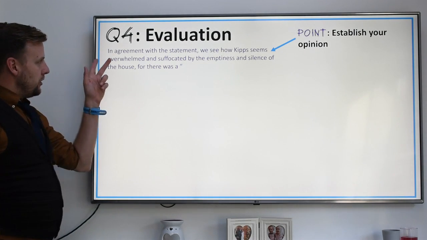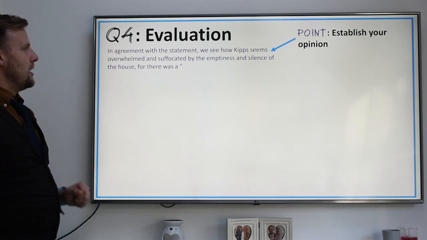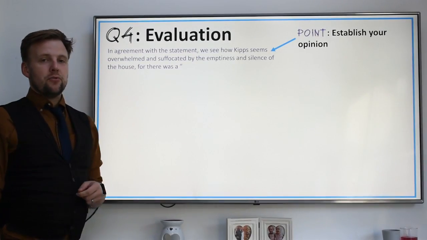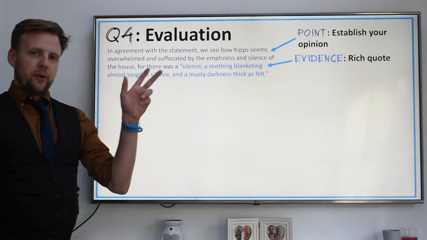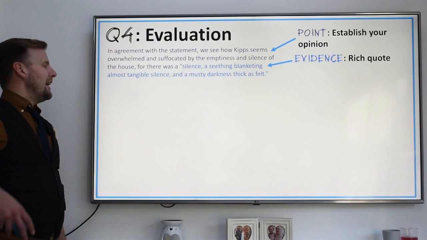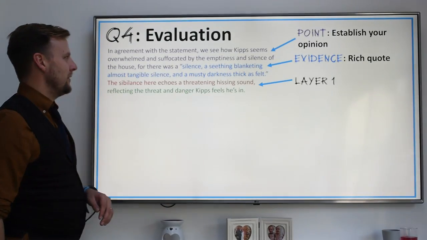Okay? So, you're in your opinion in agreement with the statement, we see how Kip seems overwhelmed, suffocated by the emptiness and silence of the house. For there was a, and then whack your evidence in. Nice rich quote. Point, evidence, simple as. And now we are just going to do some layers again. Layer, layer, layer, layer. Okay?